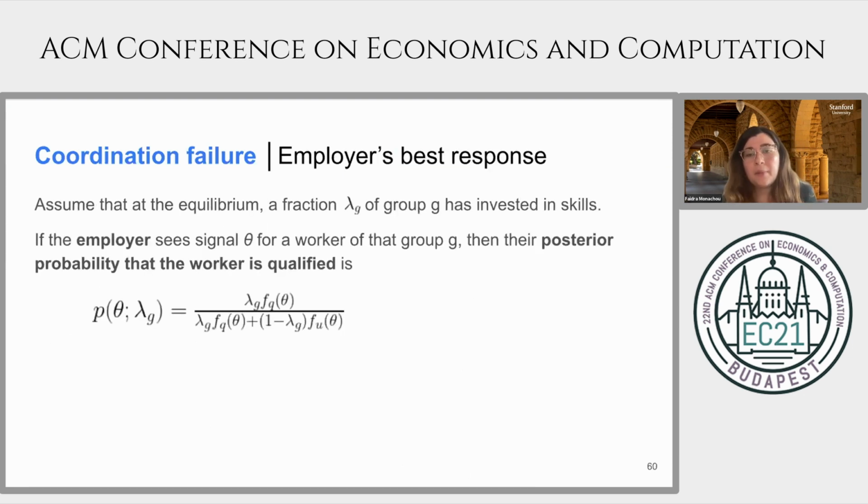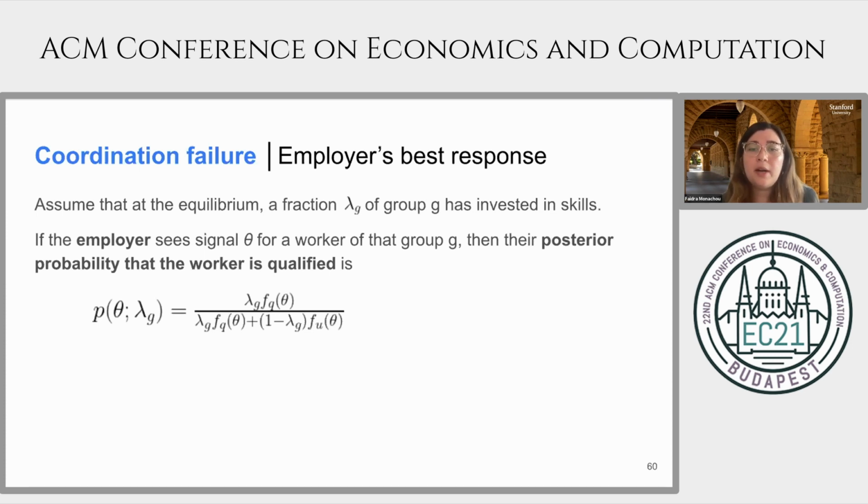Okay, so I told you that we may have multiple equilibria, but we don't really know what equilibria in this model might look like and how to find them. I'll skip many details, but the main ideas are here. We can start with employers. Let's assume that we know that at one of these equilibria, a fraction lambda_g of one of the groups has invested in skills.